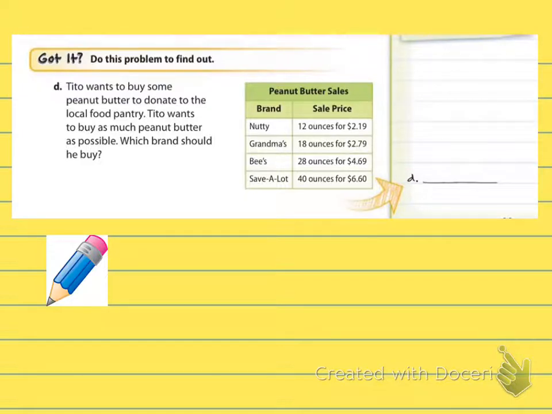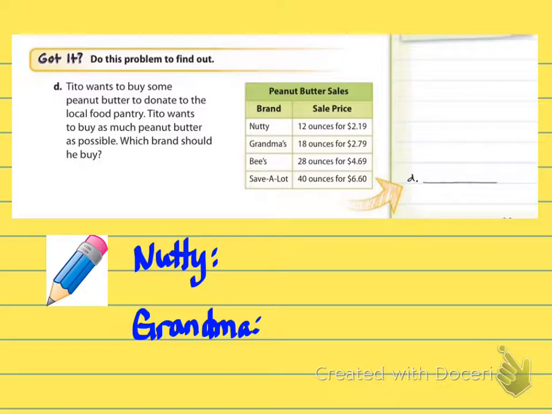So when you're setting this up on your paper, I would really like for you to do it neatly, so this way when I come around to check your work, and also when you guys are going over this, start with Nutty and then do your work for it. Then you're going to go ahead and just make a nice list. There's grandma's, and then you're going to do your work for it. Then B's, and then Save-A-Lot, and so forth. All right, go ahead and pause your video now and see what you come up with when you come back.